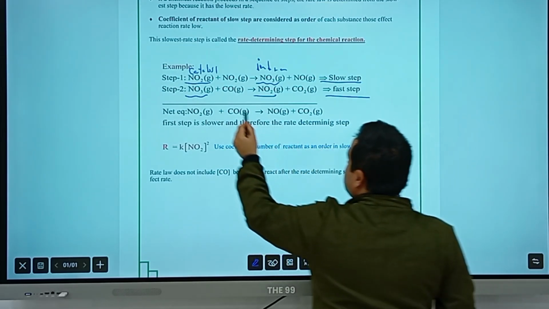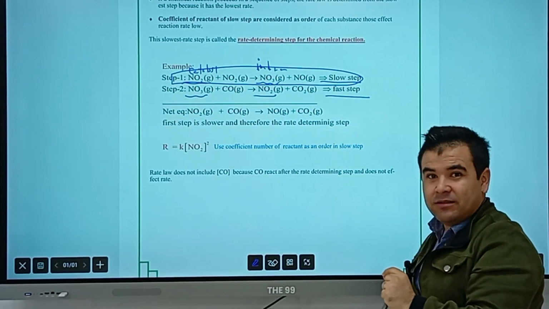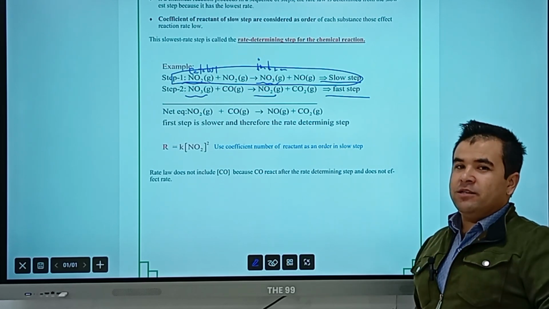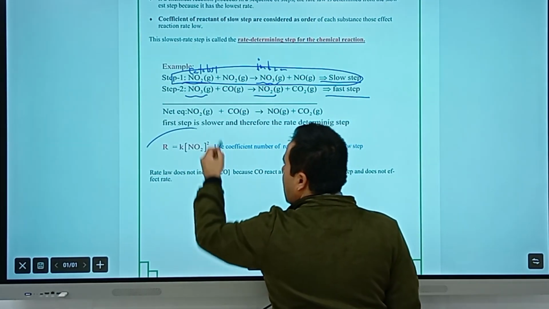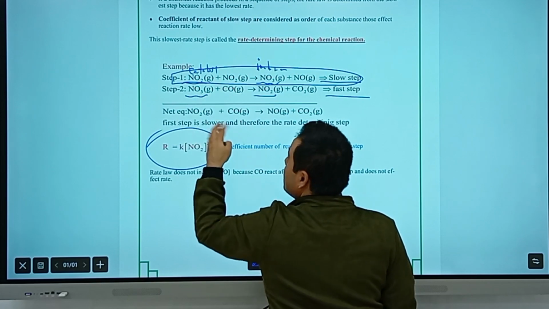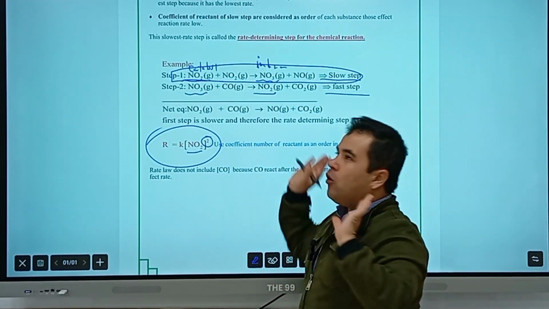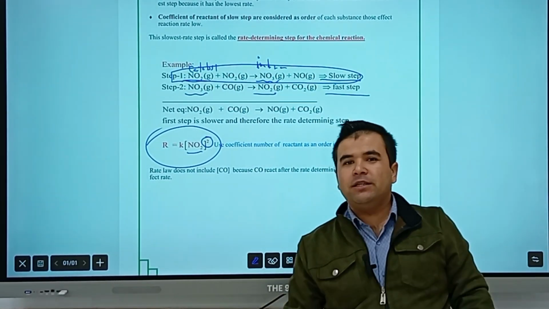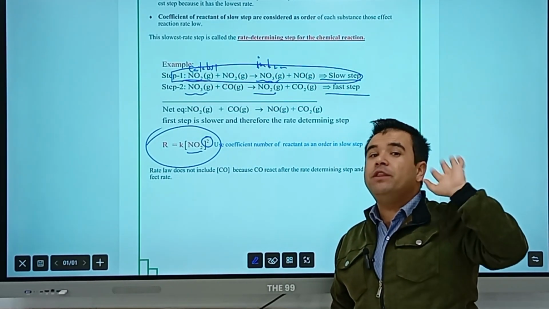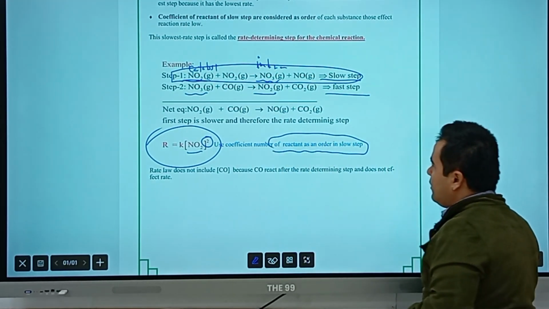Does the rate law depend on the fast step or the slow step? We just include the reactant of the slow step in the rate of the reaction. Why? Because that's the rate determining step. So simply, rate is equal to what? k, NO2. We can combine them to become 2NO2, and then NO2 squared. We do not include any of the other reactants of the steps and the net equation. Just the reactant of the slow step with the power of their coefficients. Use the coefficient number of the reactant as the order in the slow step.